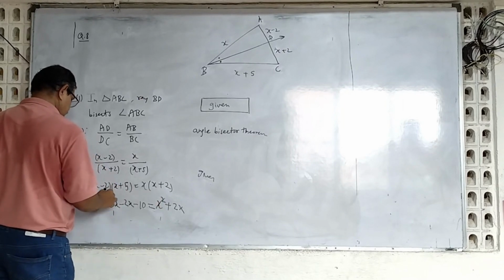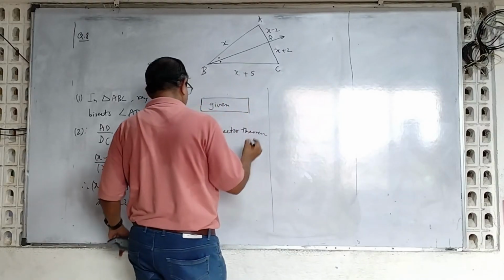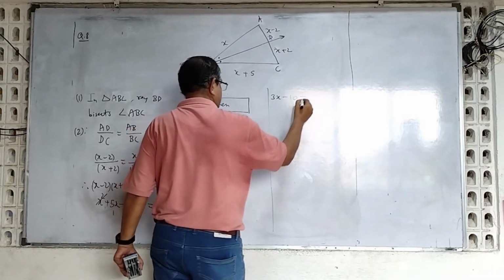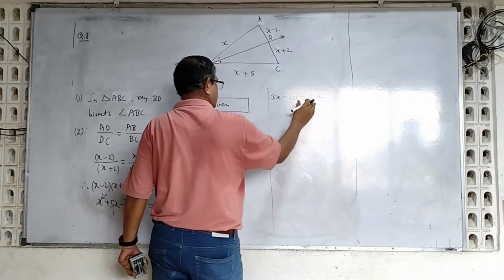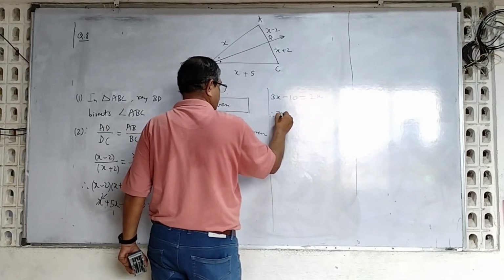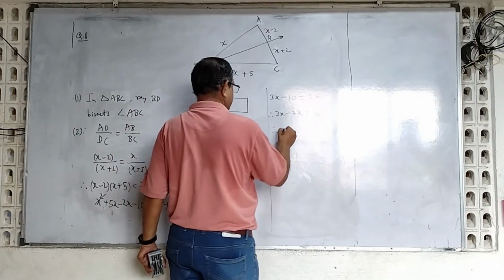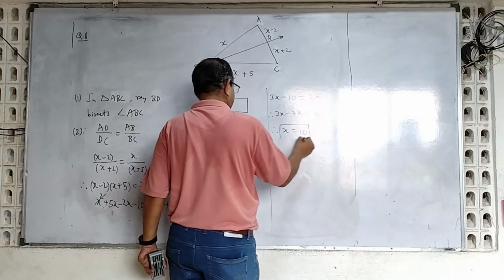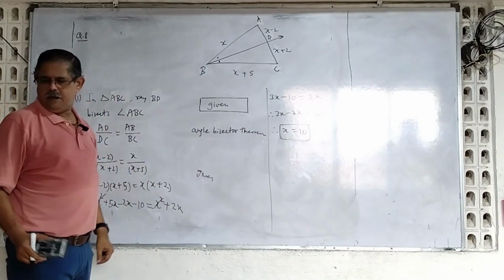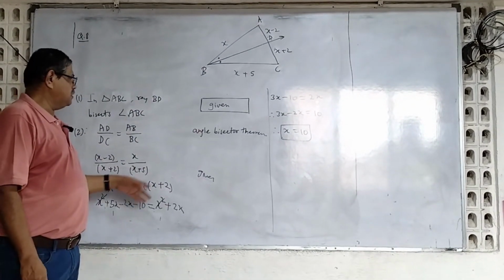What happened? x square gets cancelled. And what did I get after that? 5x minus 2x, 3x minus 10 is equal to 2x. And therefore, we want the value of x. So, I will collect the terms in x together. 3x minus 2x. And so, I get x equal to 10. The difficulty level they increased a little here. Instead of numbers, they give the values in terms of x. Because of that, you might be a little confused. But this is the way to answer.